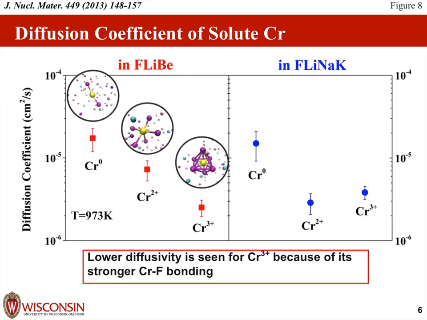The local structure difference carries over to the diffusion properties of these different chromium ions. We see that the neutral chromium is the fastest, next is the chromium 2+ and chromium 3+. The lower diffusivity of chromium 3+ can be explained by the stronger bonding between the chromium 3+ and fluorine. The octahedral cage prevents chromium from easily moving through the molten liquid. The successively reduced local structure for chromium 2+ and neutral chromium allows them to diffuse faster.